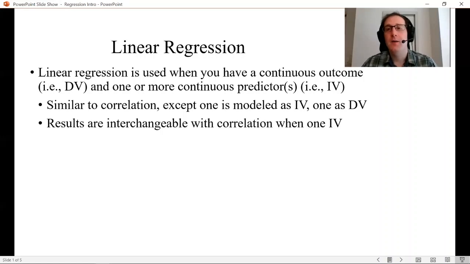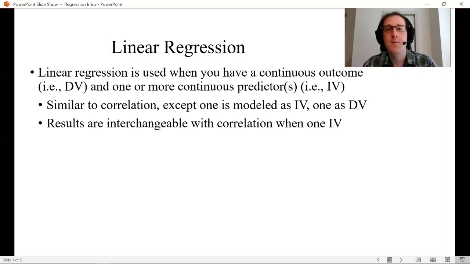However, one of the big advantages comes into regression when you have more than one independent variable. So you might want to see cases where you think that multiple things influence an outcome variable all at the same time, and you want to account for those all at the same time in the same analysis.